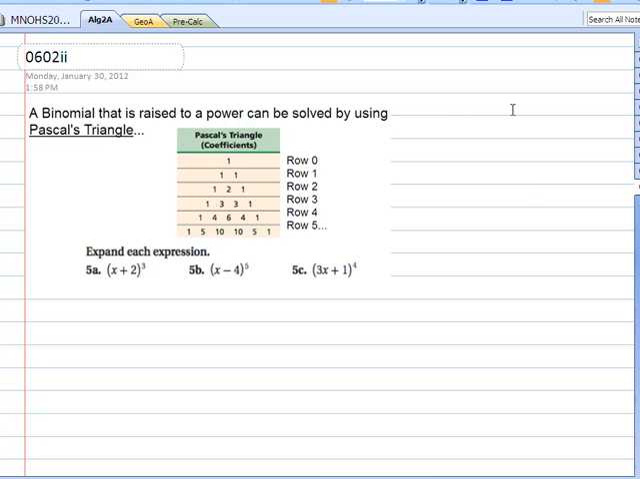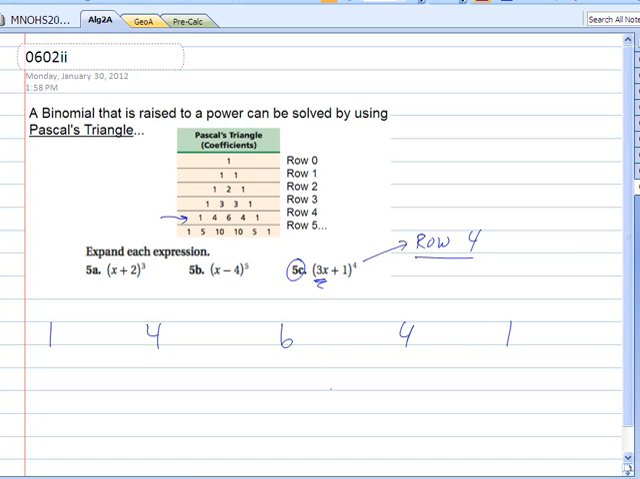And here we go. If you take a look at this problem right here, the first thing you want to do is take a look at that exponent, and that tells us what row to go on. We need to look at row 4. Well, row 4 sits right here. So the first thing you want to do is write out those numbers and leave some space between.